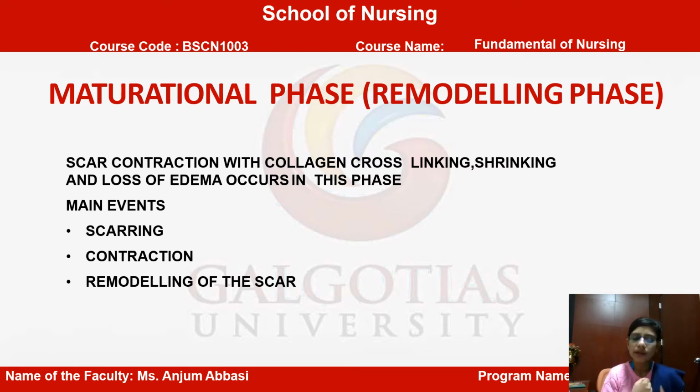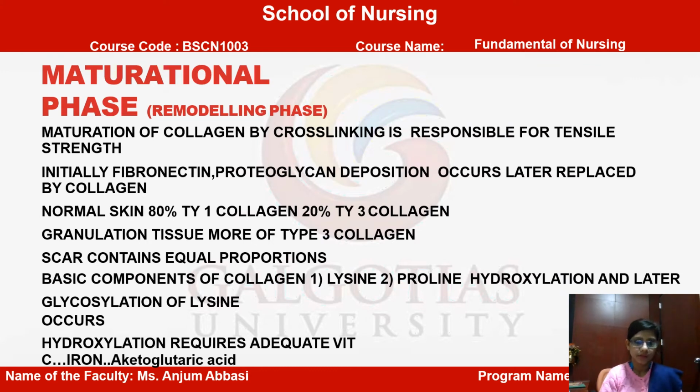The scar will shrink because it allows the newly generated skin tissue to come up. Once the scar has been made, it will peel off and new tissue will be visible. So the main events are scarring, contraction and remodeling of the scar. Maturation of collagen by cross-linking is responsible for tensile strength. Initially fibronectin and proteoglycan deposition occurs, which is later replaced by collagen.